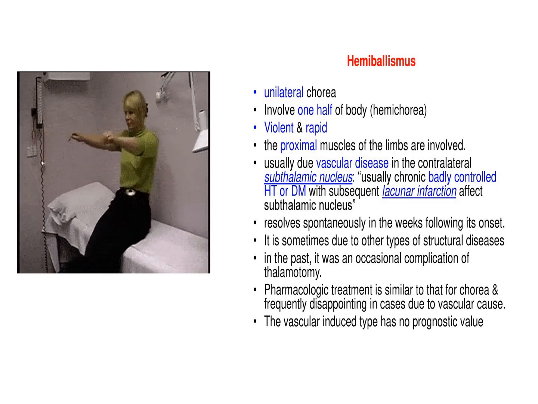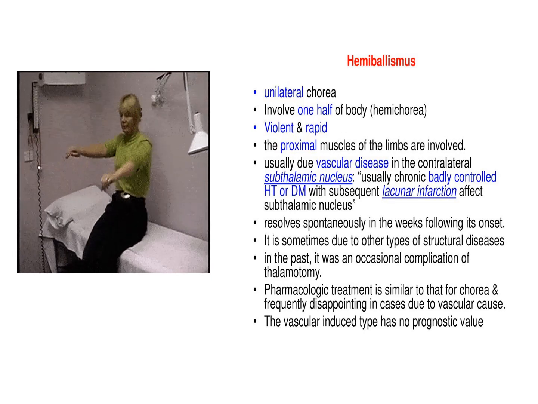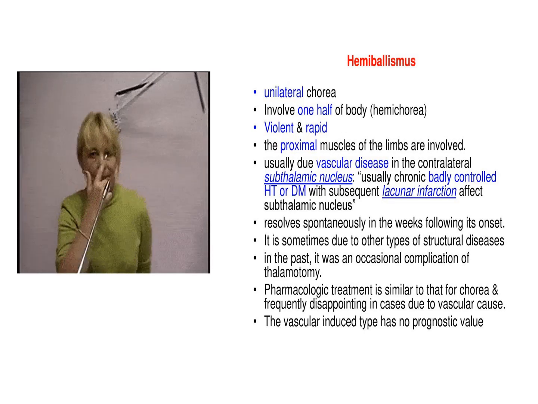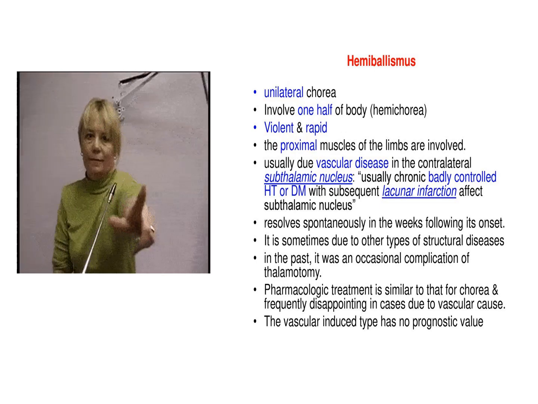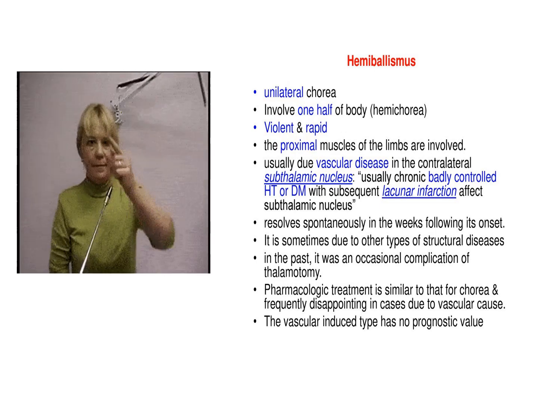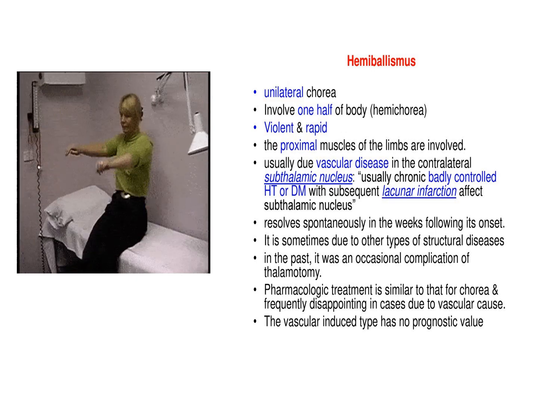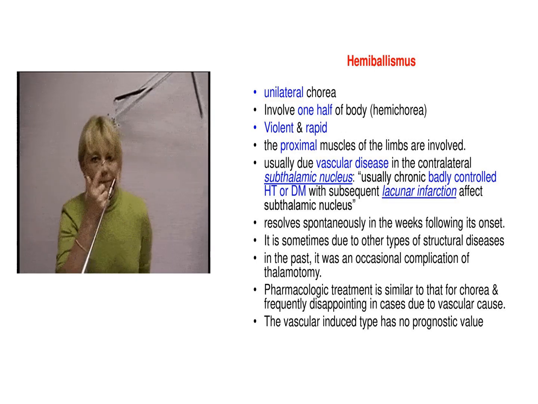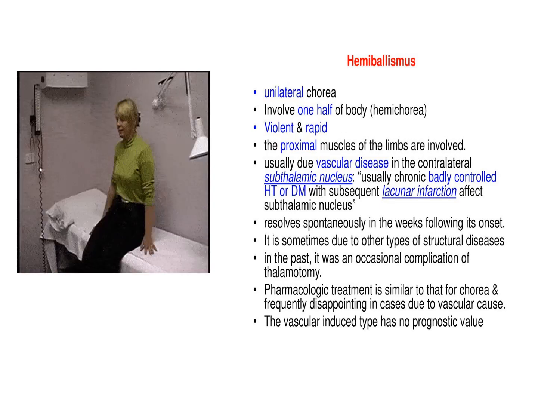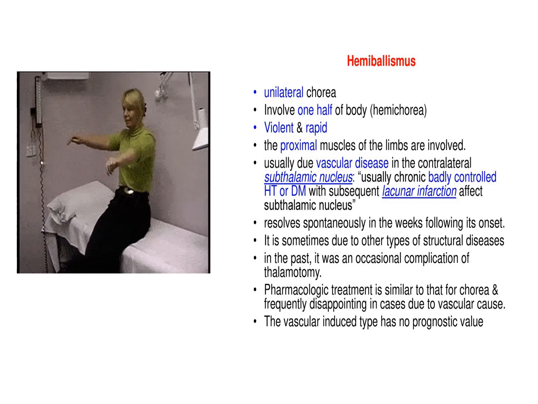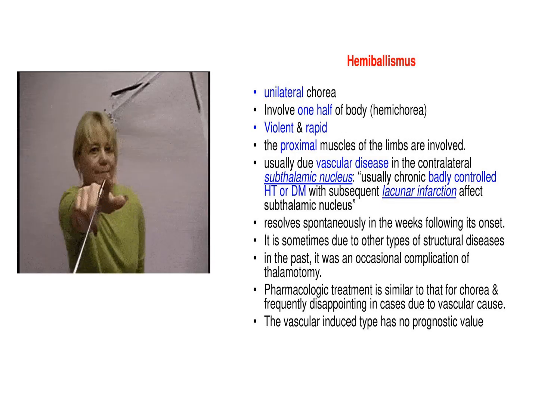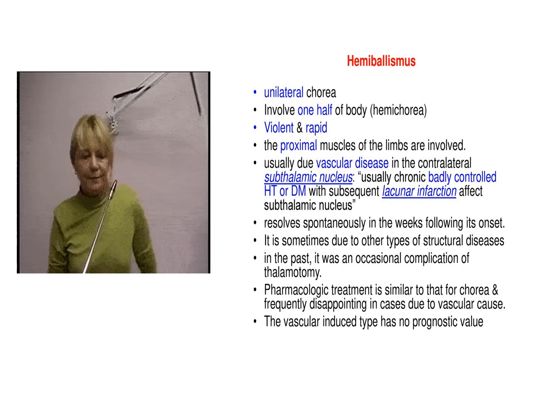Usually chronic, badly controlled hypertension or diabetes mellitus with subsequent lacunar infarction may cause the subthalamic nucleus damage. Sometimes it resolves spontaneously in the weeks following its onset. It is sometimes due to other types of structural diseases. In the past, it was an occasional complication of thalamotomy.